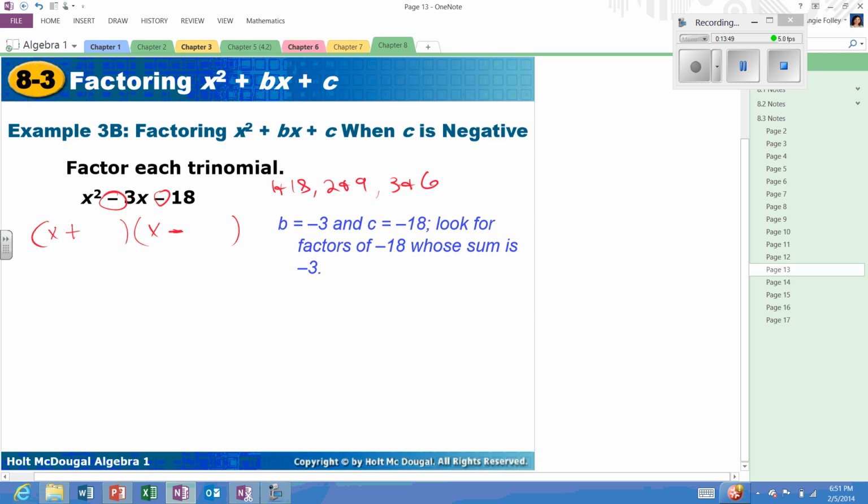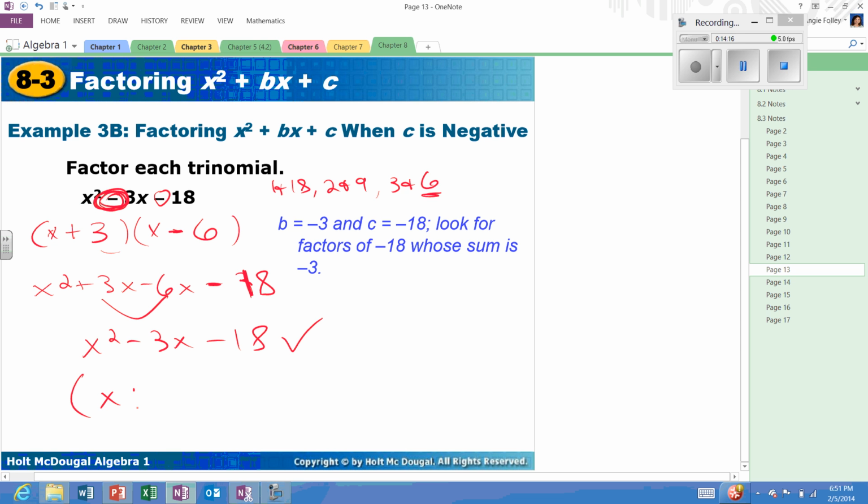So which goes where? Well, since I have a negative in the middle, the bigger absolute value has to go with the negative sign. So 6 is bigger, so that has to go with the negative sign, and the 3 has to go here. So let's check. First, I'm going to have plus 3x minus 6x and then minus 18. These combine to make negative 3x. So this was correct. These are, in fact, the factors. That worked.